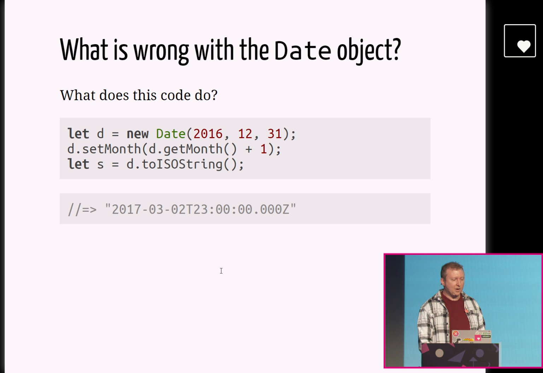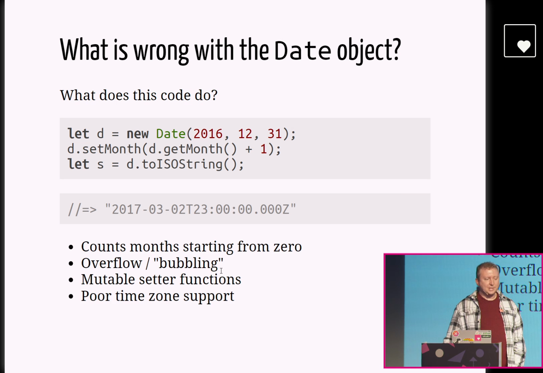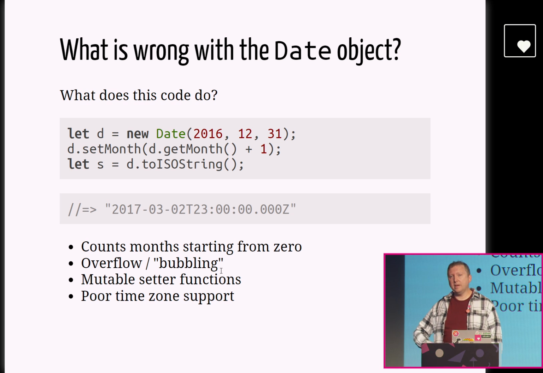So there's a lot of things wrong with this. The other thing that it highlights is that data is mutable. Notice how I added a month? I had to get the month and then increment it and then rely on this bubbling functionality in order to move from one month to the next. These are really difficult concepts, especially for a beginner developer.